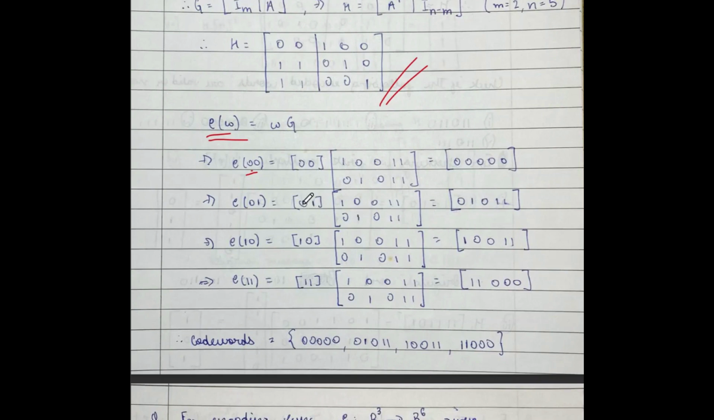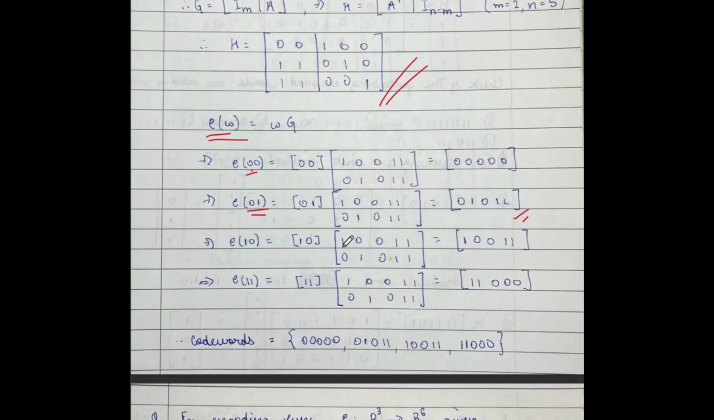So that'll be 1. Now this is 0, 0, so again 0. Now this is 1, 1. So 0 into 1 is 0, 1 into 1 is 1, and same for here. So this will be the code word generated for this original message 0, 1.